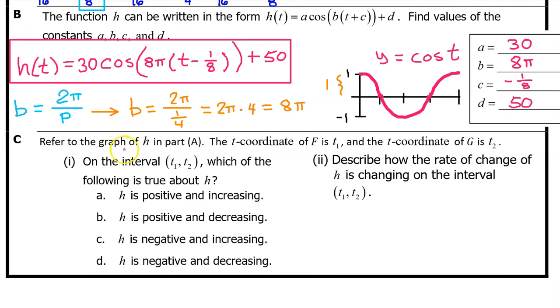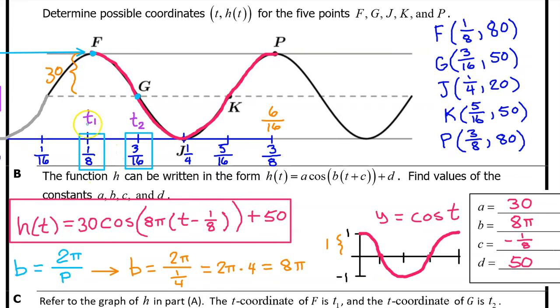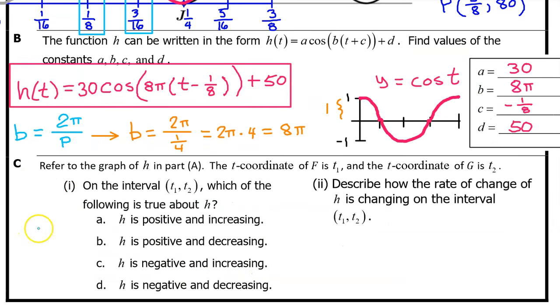Part C. Refer to the graph of h in Part A. The t-coordinate of f is t1, and the t-coordinate of g is t2. In other words, this is t1, and this is t2. See Part 1. On the interval from t1 to t2, which of the following is true about h? Is it positive and increasing, positive and decreasing, negative and increasing, or negative and decreasing?